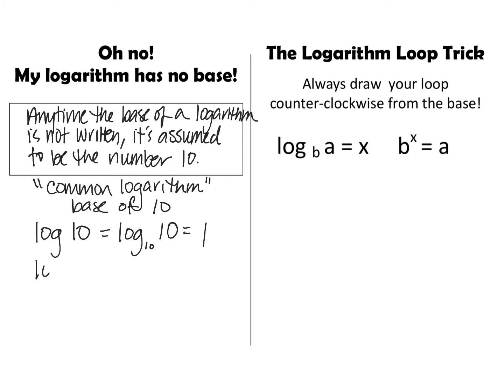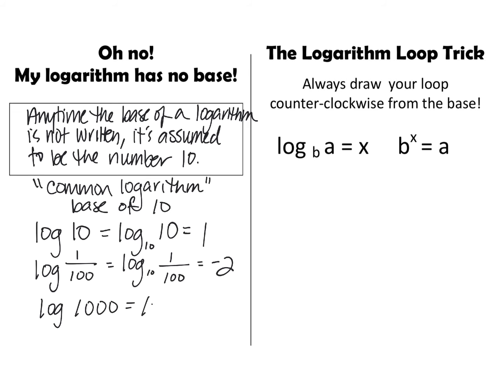If you were to see log of 1 over 100, that's the same thing as log base 10 of 1 over 100, which is negative 2. If you were to see log 1000, that's the same thing as log base 10 of 1000, which is 3. So notice that when no base is written, the understood base is 10.